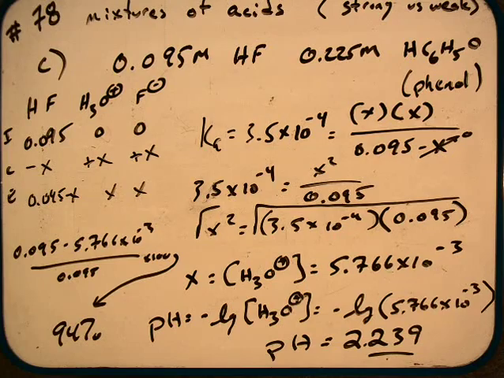That is number 78C, and again, it's recognizing that when we have weak acids, in particular two weak acids, it's the one that is stronger or has a larger Ka that is going to designate the actual pH of the solution.